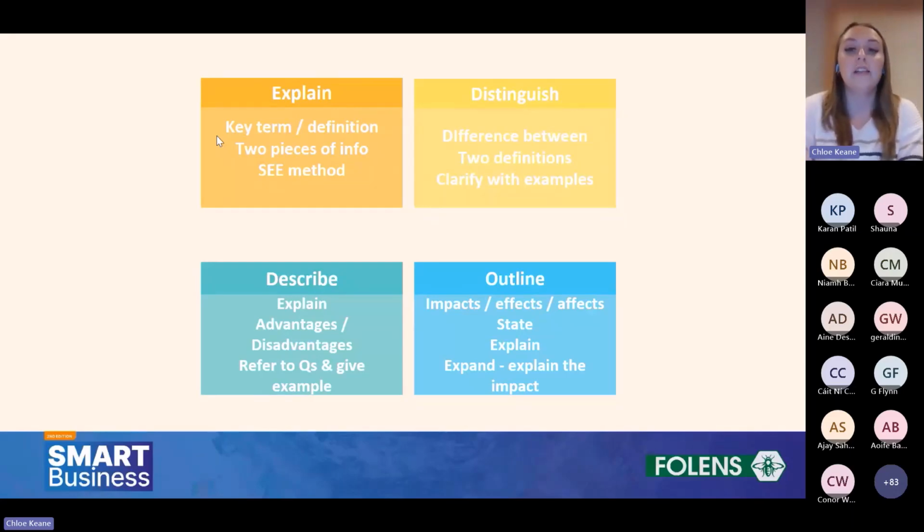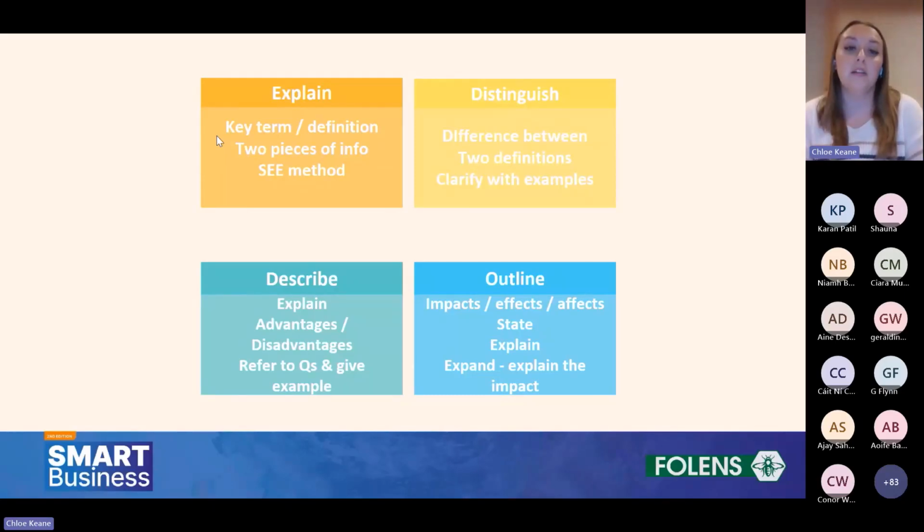So I usually try and get kids to give 2 definitions, or if it's, for example, between work and employment, or volunteerism and work, or volunteerism and employment, that they're picking something like payment to tell the difference between them, but 2 definitions with an example if they can. Describe comes up with describing a key term. So again, it's state, explain, example, or describing the advantage and disadvantage. So I always say to them, refer to the question and give an example if you can.